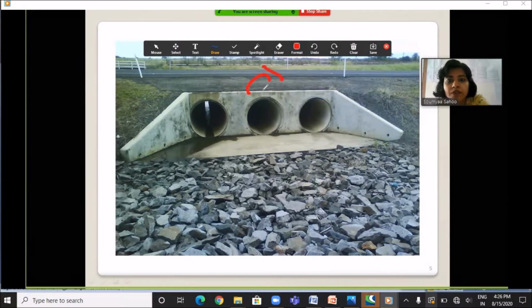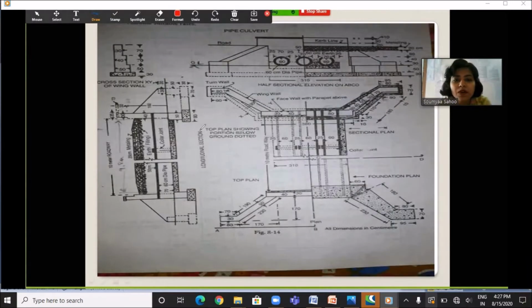And this portion is known as the face wall. Face walls are provided on either side of the pipe culvert to hold the pipes in position, and these are the wing walls. This is the pipe. So now students, let's see the plan and sectional elevation of pipe culvert.